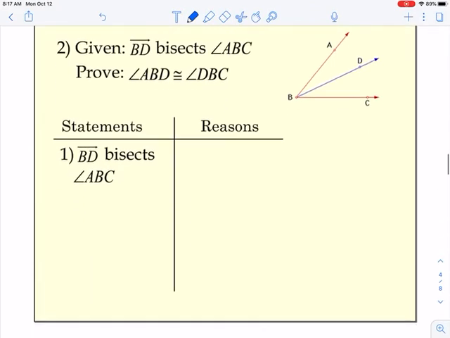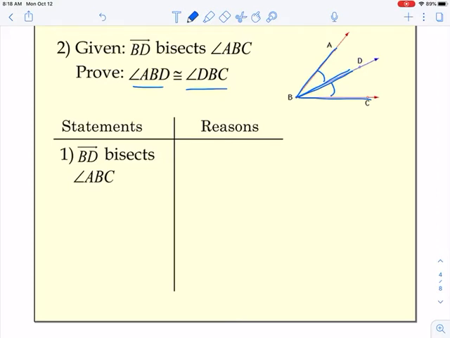Okay, so for our second proof, we have BD bisects angle ABC. If it bisects ABC, that means it's going to cut ABC into 2 congruent angles, which means this angle is going to be congruent to that angle. And look at what I want to prove. I want to prove that ABD is congruent to DBC. So this is going to be as straightforward as the last proof that we just did.